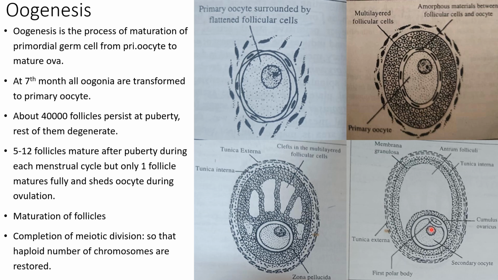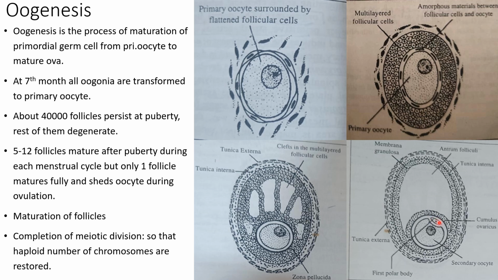But here we can see that the cytoplasm is unequally distributed. So the larger cell, which is known as secondary oocyte, gets abundant maternal cytoplasm. So it is a larger cell. And the smaller cell, which is known as first polar body, though it has equal amount of chromosomal material, though it has haploid number of chromosomes, has scanty cytoplasm. So it is smaller in size and it is present in the perivitelline space.